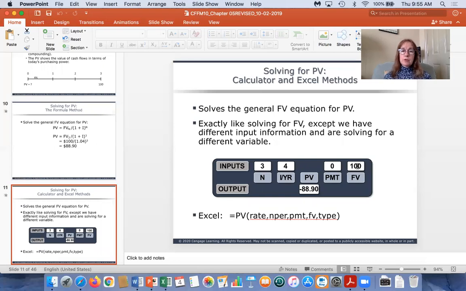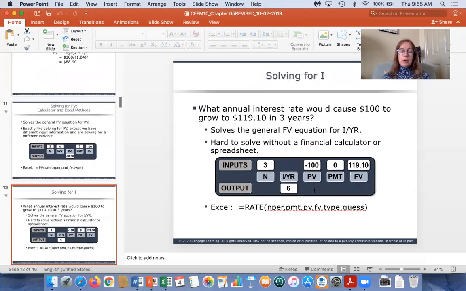So here's your inputs, and then you just hit compute and the present value, and that gives you your output, which is the answer. Now you can also solve for other things. You can solve for I, for example. Now, if you looked at the future value or the present value formula, you'd have to use algebra to solve for the interest rate, but we can just put it in our calculator here. And so we're going to put in all of these inputs, hit compute and I-Y, and we get 6%.